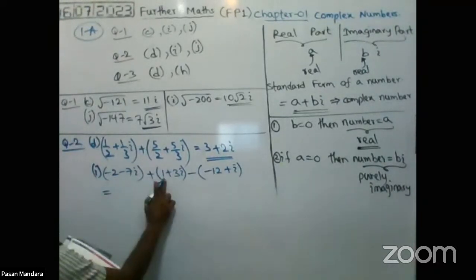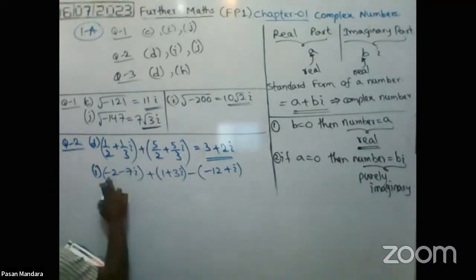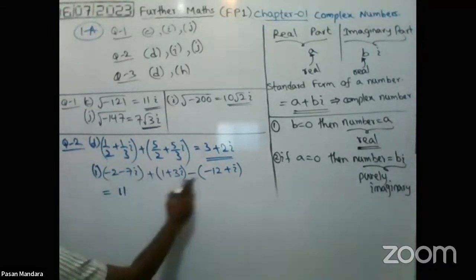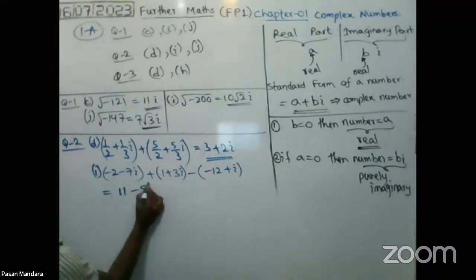So minus 2 plus 1 plus 12. So plus 12 plus 1 plus 13 minus 2, 11. Minus 7i minus i minus 8i plus 3i minus 5i.